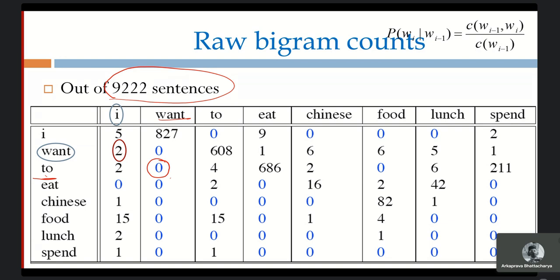But when you look into this data, a larger number of entries are zeros. That means these are the pairs which are not being seen. You have to remember this, that these are the pairs which are not being seen. I'll ask you the question in the next slide. Okay.